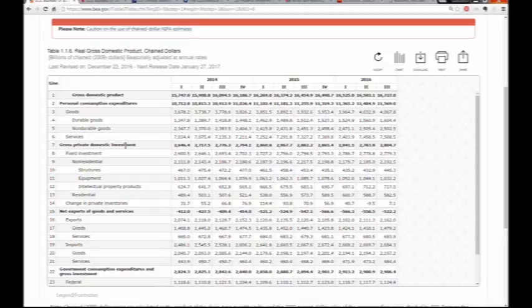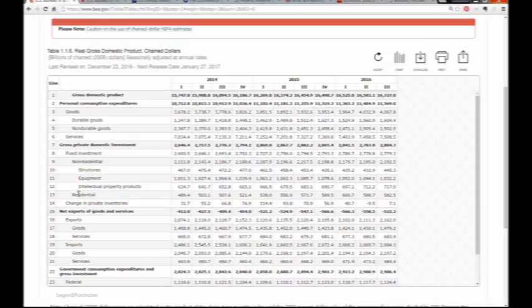Then you have private domestic investment. This is when businesses or individuals invest. This is the value of investment. You've got your fixed investment, which is capital investment. You've got your commercial side, your non-residential side, and it's broken down into structures and equipment.